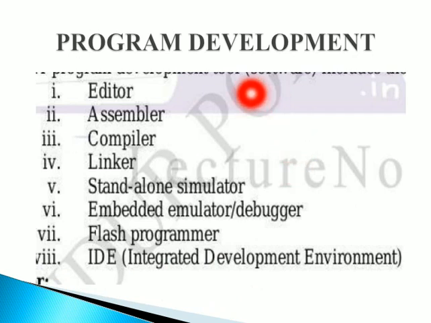Next is program development. Program development consists of an editor. What is this editor? An editor is a software which allows you to enter and modify the program. The program created using this editor is known as source code. It consists of commands for insertion, deletion, modification, etc. An assembler is a software which translates assembly language into machine language. The input to the assembler is assembly language source code and the output is relocatable object code. It will report program errors during translation.